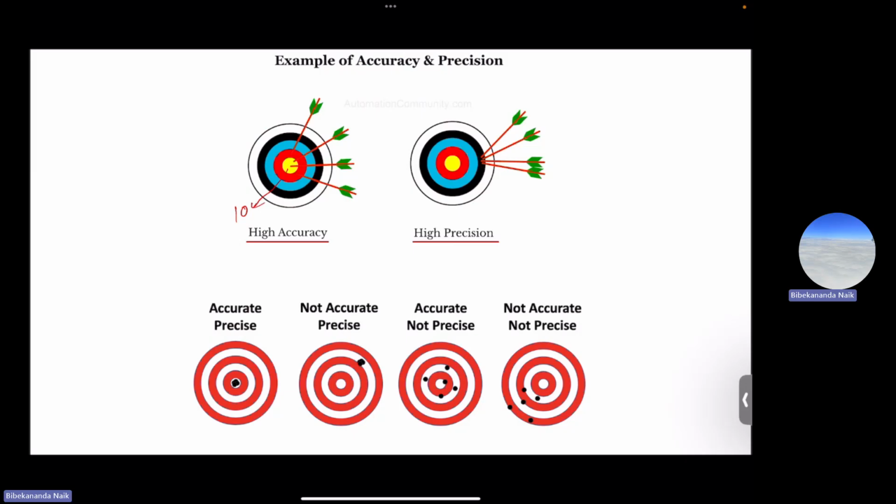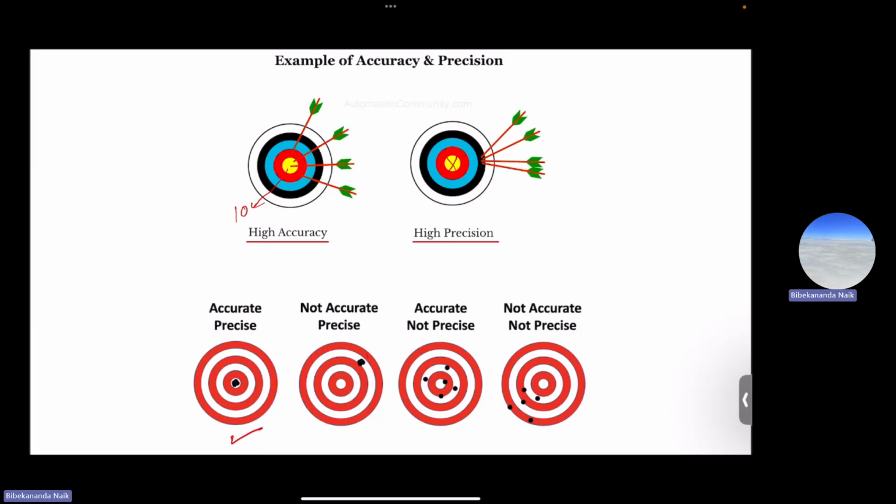But in the case of precise, you are not hitting this yellow part, but where you are hitting multiple times, you are getting that same value. So you are making precise measurements, but the measurements are not accurate. And this is the case where it is accurate and precise. That is, you are getting correct values, and when you repeat the experiments, you again and again get the repeated results. So this is accurate and precise.